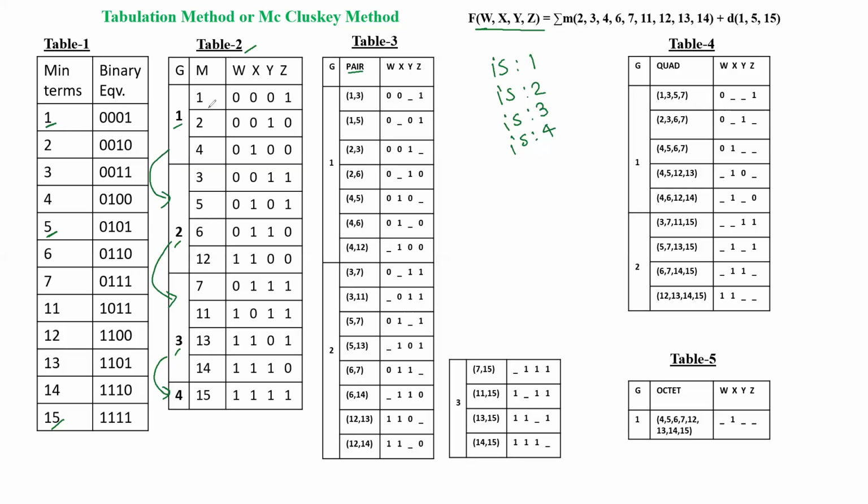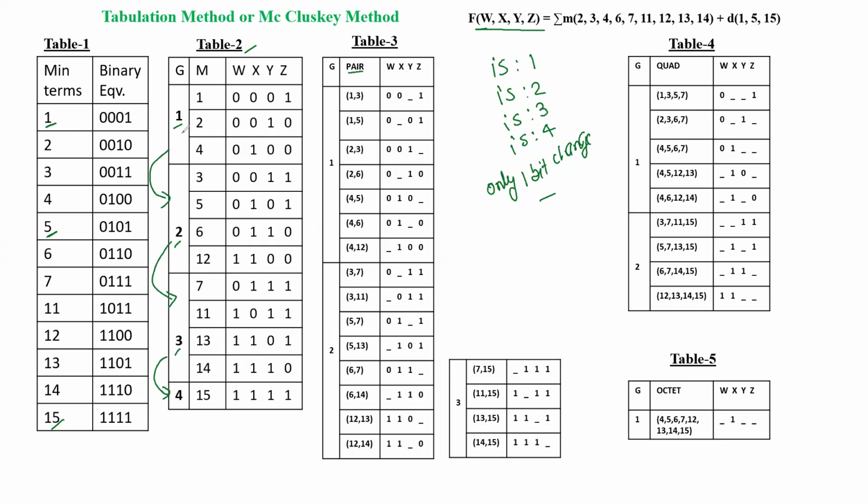Now we are going to make the pairs on this basis: between two min terms, only one bit should change. Only one bit should change. Which bit is going to change? In place of that change, we are going to put a dash or underscore. If more than one bit is changing, then we will not make the pair.